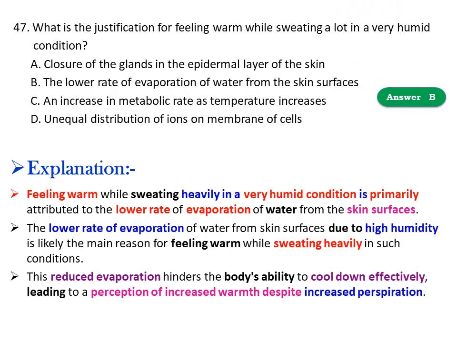Feeling warm while sweating heavily in a very humid condition is primarily attributed to the lower rate of evaporation of water from the skin surface. The lower rate of evaporation is due to what? High humidity is likely the main reason for feeling warm while sweating heavily in such conditions. This reduced evaporation hinders the body's ability to cool down and effectively leads to perceptions of increasing warmth despite increasing perspiration.